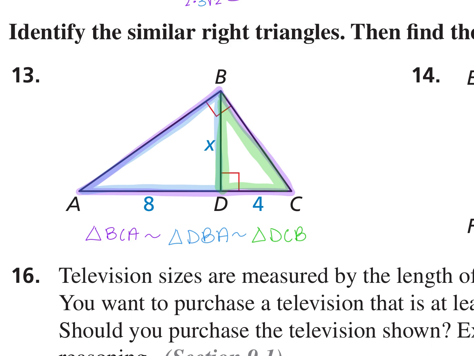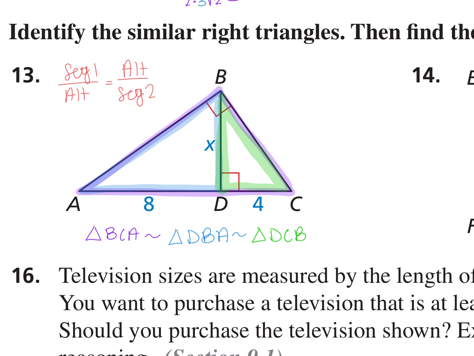Now they want me to find the value of the variable. So if you're looking at this diagram, I'm looking for my altitude. Okay, x is my altitude. So I'm going to use the rule that has altitude in it. Why? Because I'm also given my 2 segments. So the rule is segment 1 over your altitude is equal to your altitude over segment 2.